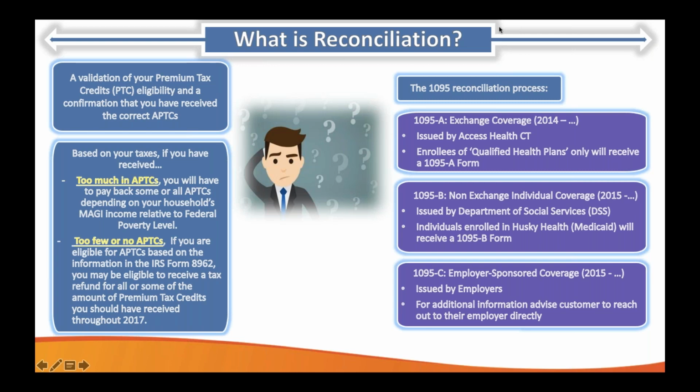So that's a decision. A lot of times we get the calls in, and then we have to figure out financially how to go about that with the Department of Social Services. So it's a coordination or partnership with them to decide how those forms, the QHP form, but then also trying to work with them to coordinate to make sure their form reflects the correct months of eligibility. Lastly is the 1095C, that's the employer-sponsored coverage. That started in 2015, and that's issued by your employer. For any additional information, advise your consumer to reach out to their employer directly.